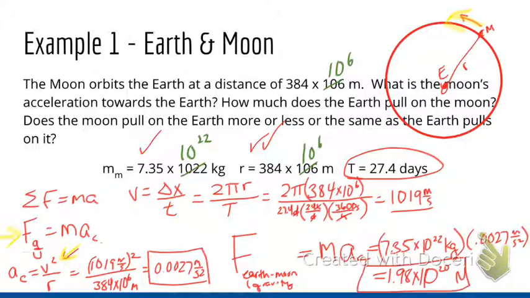Our third answer asks, does the Moon pull on the Earth more or less or the same as the Earth pulls on it? Well, the Moon will pull on the Earth the same as the Earth pulls on the Moon because of Newton's third law. All right, that's the gist of centripetal acceleration and centripetal force.